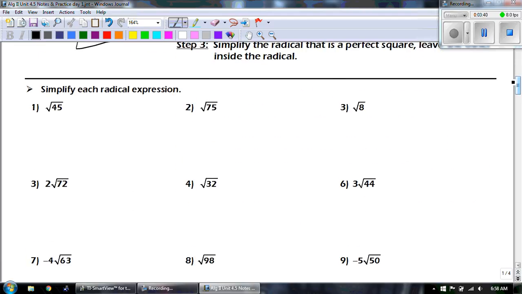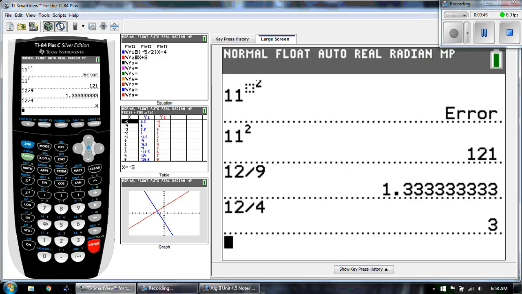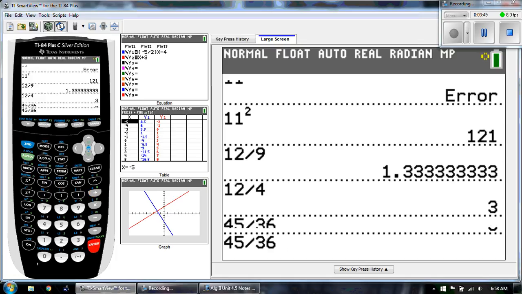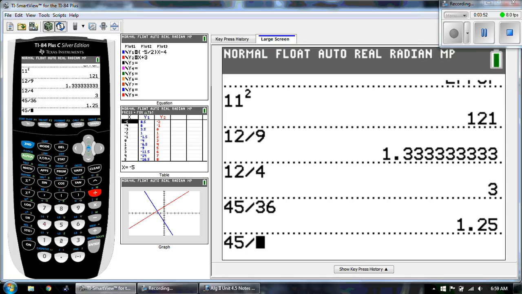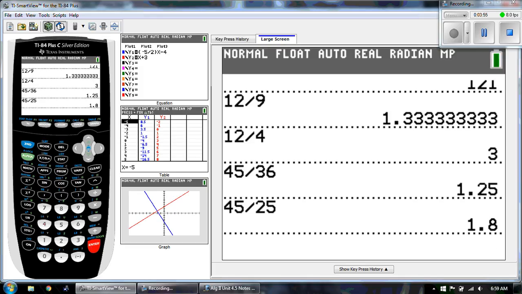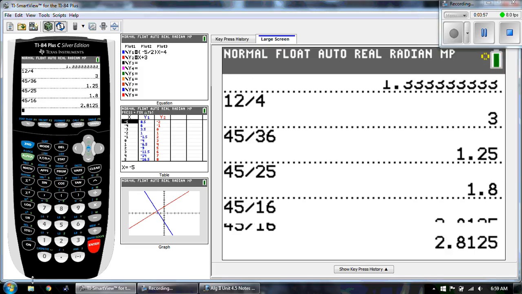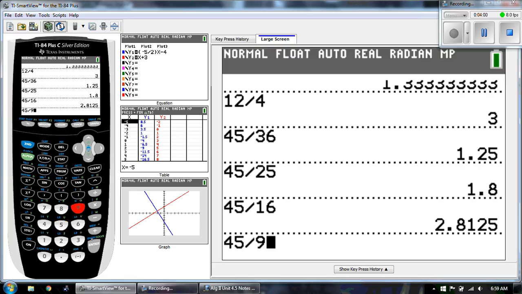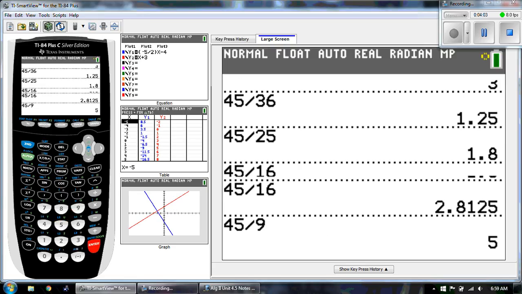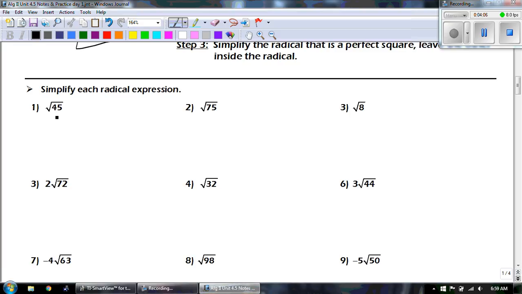So what we would do is start with the biggest one. Some of you might know it right away, but I would start with, if I've got 45, the next perfect square is 36. Nope. 25. Nope. 16. Nope. 9. Yeah, there it is. So this breaks down to the square root of 9 times the square root of 5. And the square root of 9 is 3. Okay, so this is my answer.